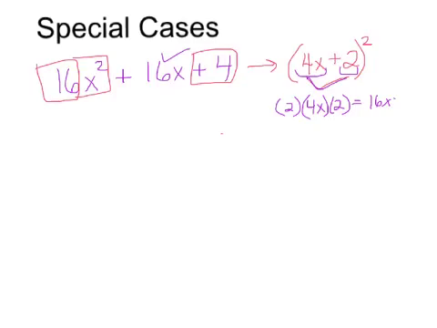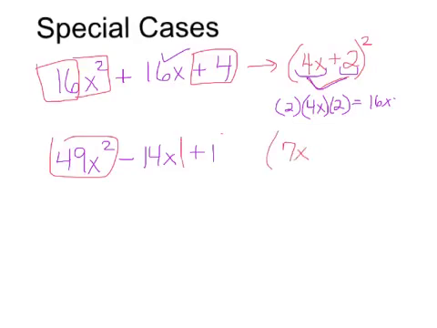Okay. Likewise, if I gave you 49x squared minus 14x plus 1. Once again, this is a perfect square, 7x. 1 is a perfect square, plus 1. What happens if I square it? Same thing, I can check. What's 2 times 7x times 1? And I got 14x. I got my middle term.